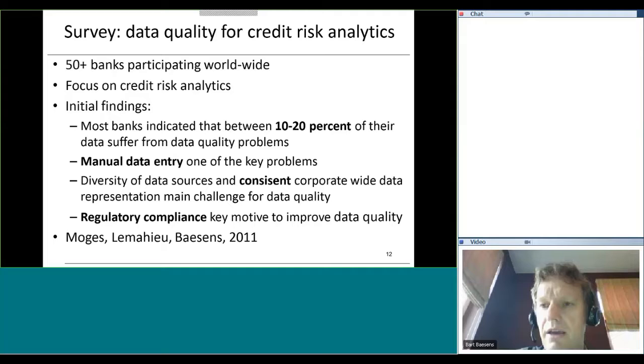Manual data entry was considered to be one of the key problems, together with the diversity of data sources and a consistent corporate-wide data representation. If we ask firms why they invested in data quality, we always got the answer because of the regulatory compliance, because of the Basel Accords that basically enforce us to invest in data quality.